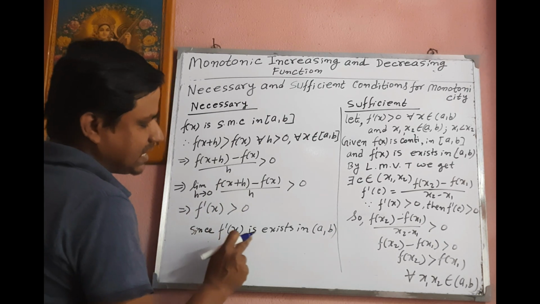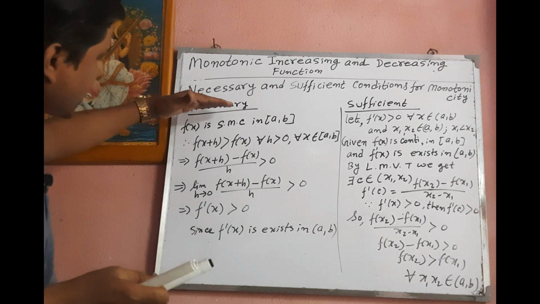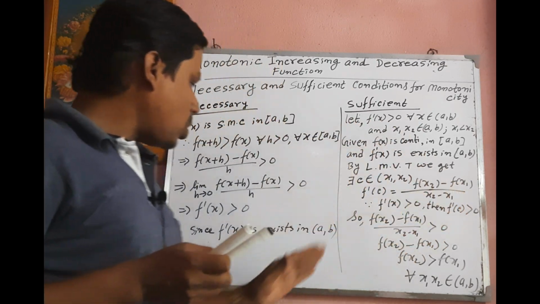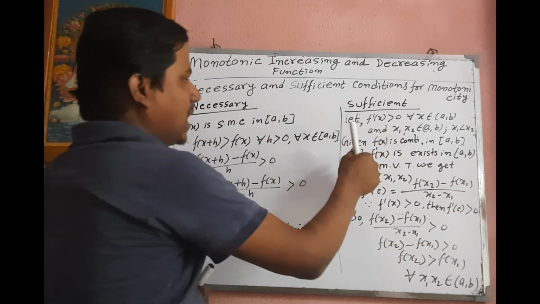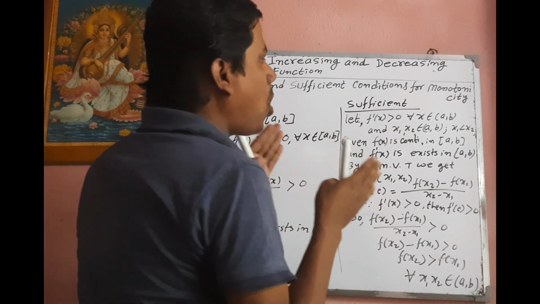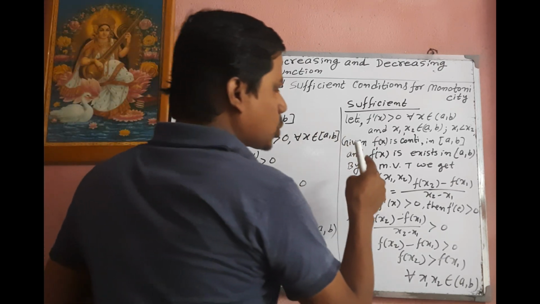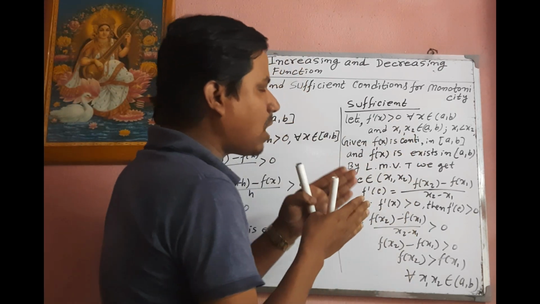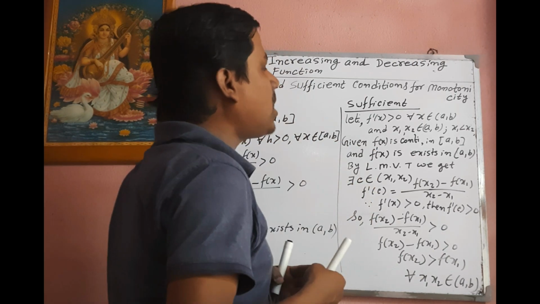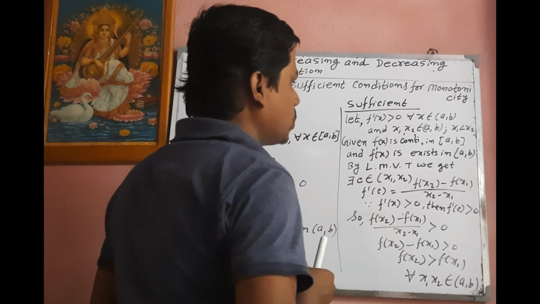Since f'(x) exists in the open interval (a, b), the necessary condition is this, and now we move to the sufficient condition. At first we let f'(x) be greater than 0 for all x belonging to the open interval (a, b), and x1 and x2 are interior points of (a, b). That is, x1 and x2 belong to the open interval (a, b), and x1 is less than x2.